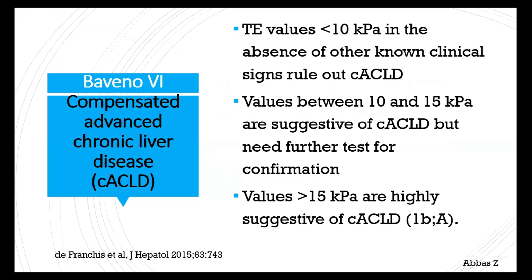So Baveno VI addressed this issue, and they came across certain recommendations. Their recommendations were that if the transient elastography value is less than 10 kilopascal in the absence of other clinical signs, then this rules out compensated advanced chronic liver disease. So a value less than 10 means that the patient is not having any compensated advanced chronic liver disease, values between 10 and 15 are suggestive of that, and values more than 15 are highly suggestive that this patient would be having compensated advanced chronic liver disease.